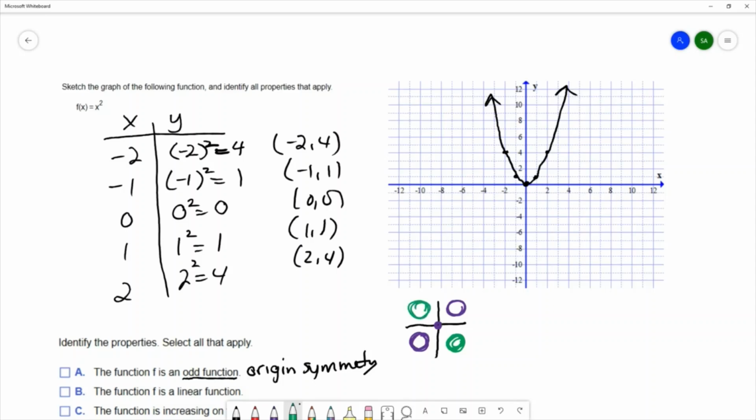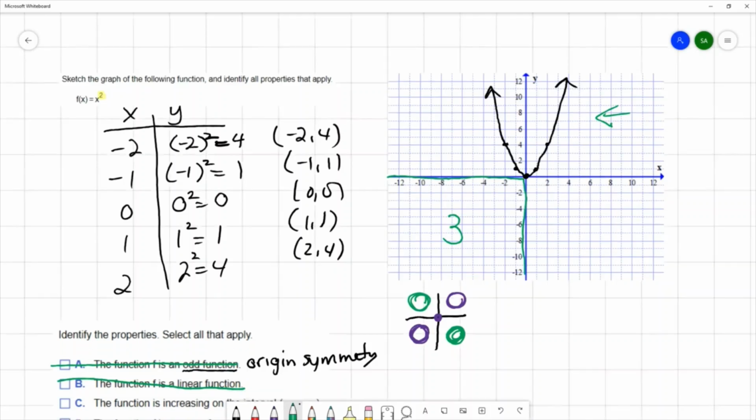And you can clearly see in our picture that our third quadrant right here, this is quadrant 3, is completely empty. And yet we have points in the first quadrant, so this function cannot be an odd function because we don't have a mirror image in these opposite quadrants. So we would not check that first statement. The next statement says the function is a linear function. A linear function happens when you have your variable to the first power. Our variable is squared, so this is not a linear function.